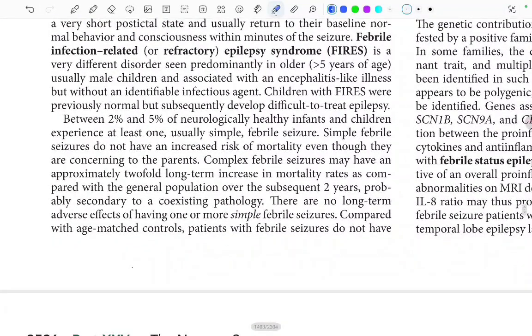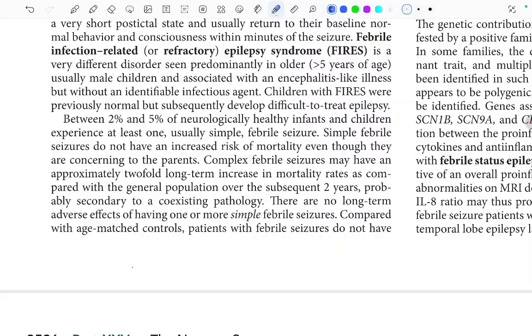Between 2 and 5% of neurologically healthy infants and children experience at least one, usually simple, febrile seizure. Simple febrile seizures do not have an increased risk of mortality even though they are concerning to the parents. Complex febrile seizures may have an approximately twofold long-term increase in mortality rates compared to the general population over the subsequent 2 years, probably secondary to a coexisting pathology. There are no long-term adverse effects of having one or more simple febrile seizures.